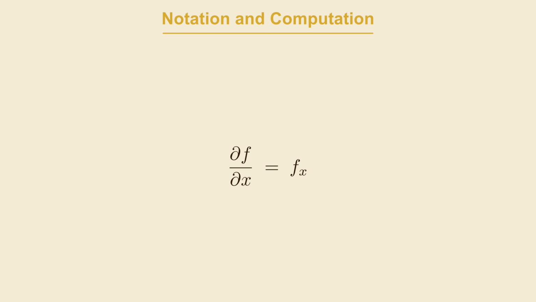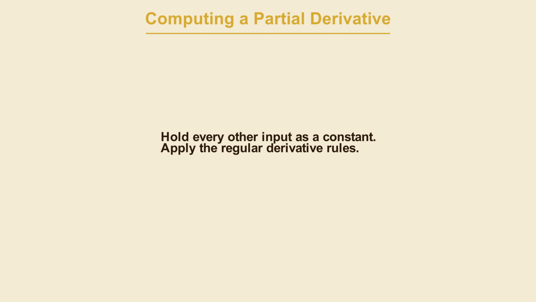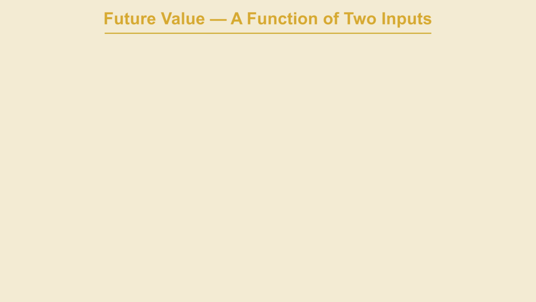The two notations mean the exact same thing. Now, how do we actually compute one? It's basically as simple as it sounds. Treat every other input as a constant and apply the regular derivative rule that we already know. So the variable we are differentiating with respect to gets the standard treatment, and everything else is locked in place and treated as a fixed coefficient. Let's see this in action.